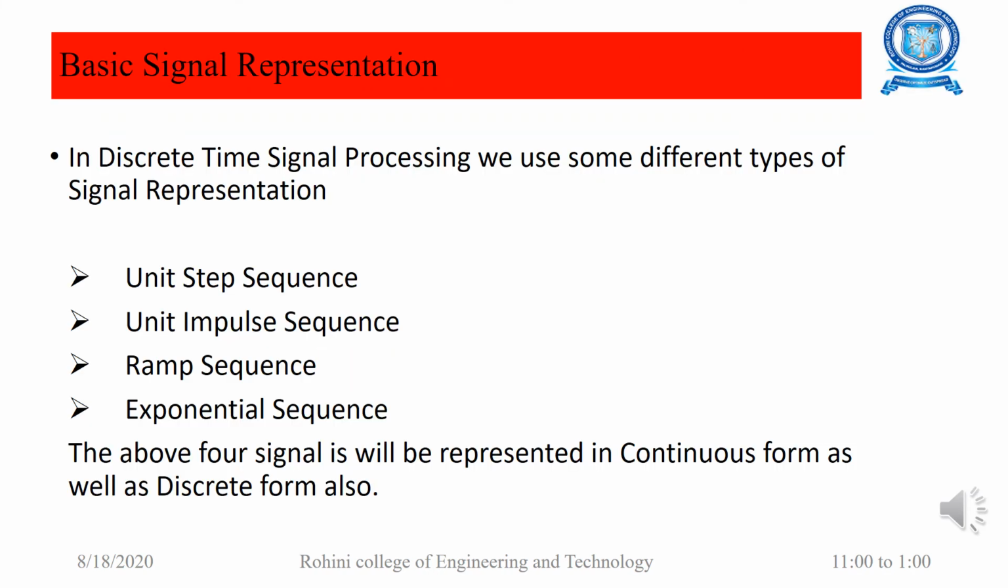Now we are going to see some basic signal representations. In discrete time signal processing, we use some different types of signal representations. First one is the unit step sequence, second is the unit impulse sequence, third is the ramp sequence, and fourth is the exponential sequence. The above four signals will be represented in the continuous form as well as the discrete form. These four signals will be very useful in your discrete time signal processing. We all should know clearly about these four different types of sequence.